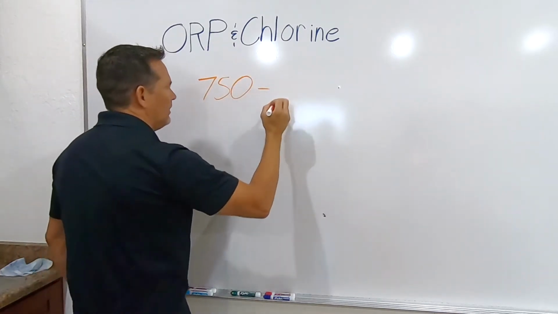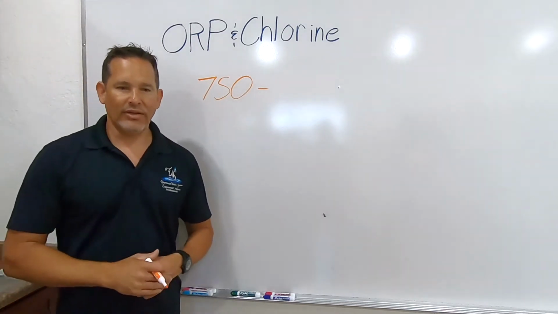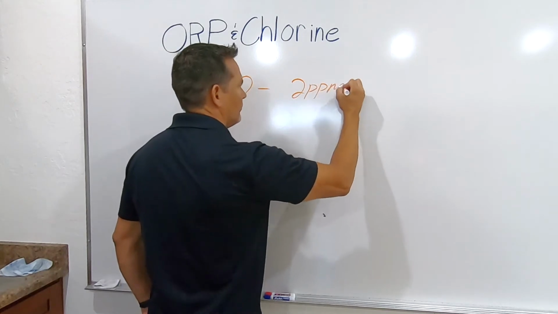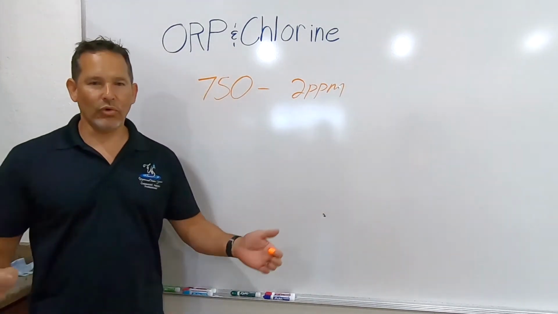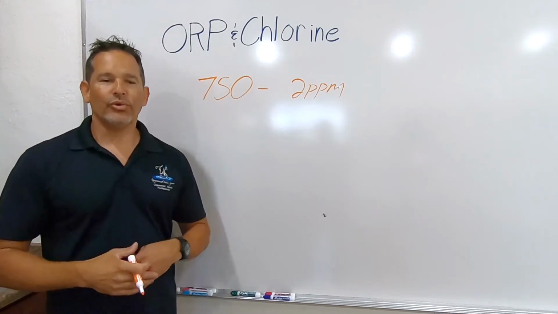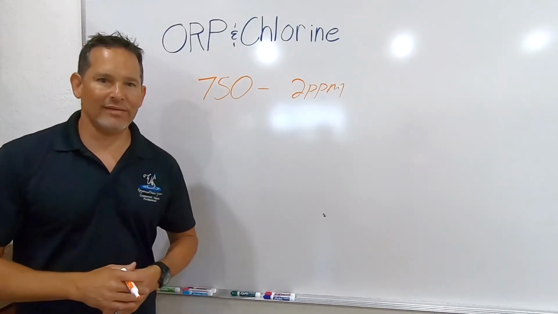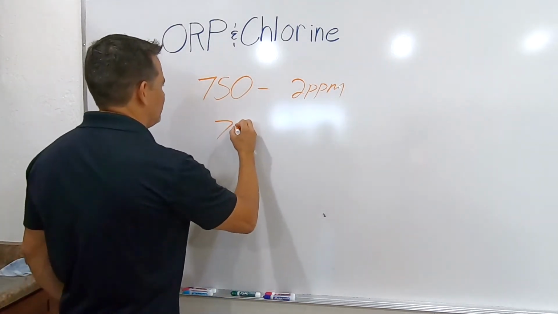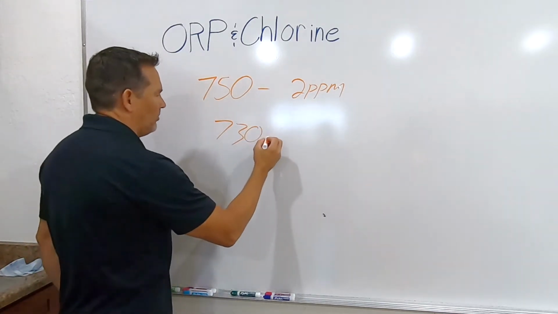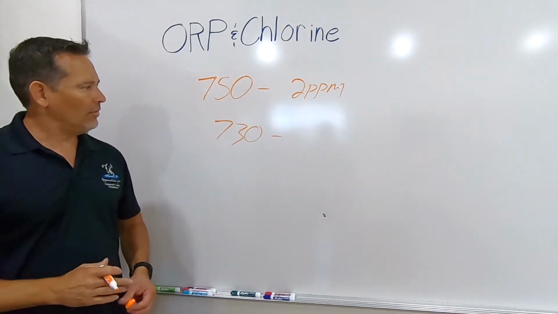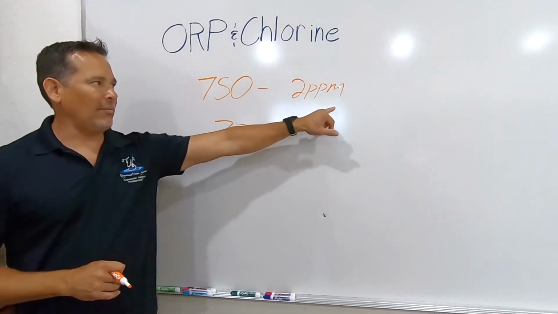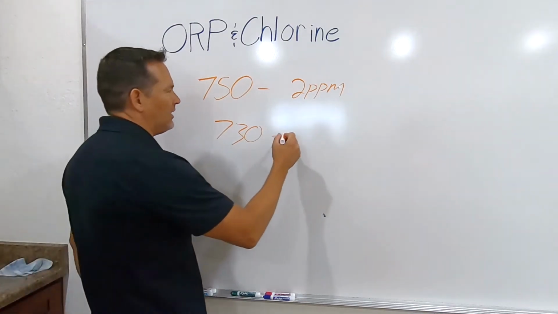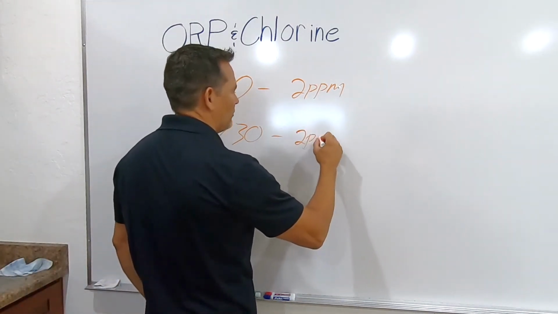So when we have an ORP reading, let's just say it's 750, and at 750, let's say you have 2 parts per million in your water. You have no chemical controller on this particular pool. So if you come in the next day or you test your water the next day, let's just say it drops to 730 ORP. Now, it doesn't mean that you're going to have the same amount, especially if you're hand feeding chlorine into the water. But let's just say, at that same number, you're at 2 parts per million.